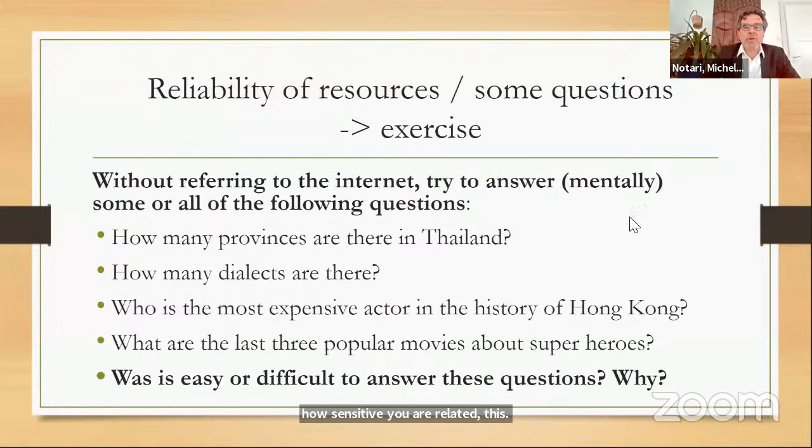Okay, I would like you to try to answer silently these questions, or some of these questions, without using the internet or any digital resource. Once you read these questions, please have a look at the last question as well. This is mandatory.